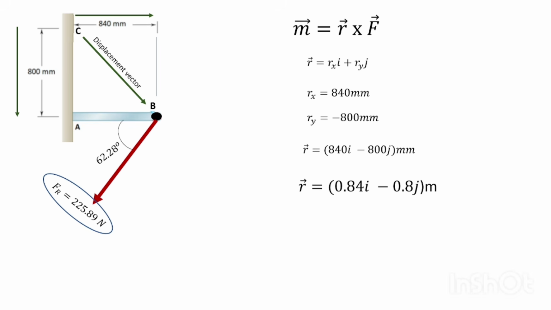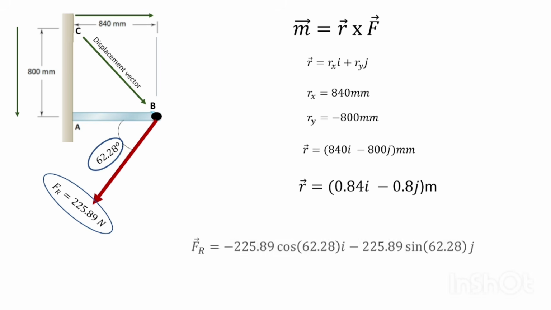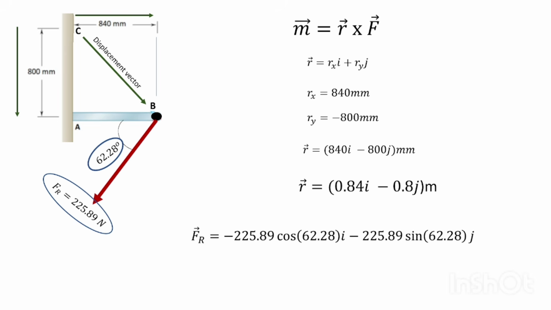Then next is the force. We need to produce this force in its component form. Although we've done that before, we know that the force in its component form is the value of the force multiplied by cos of angle i, in addition to the value of the force multiplied by sine of angle j. But in this case, we have negative, negative because they are both pointing downwards and leftwards, respectively, in the y and x axis.